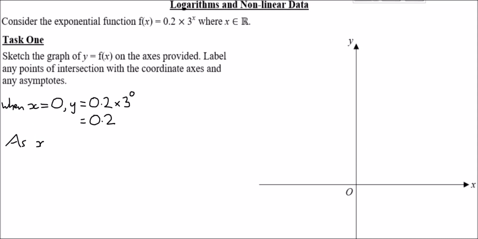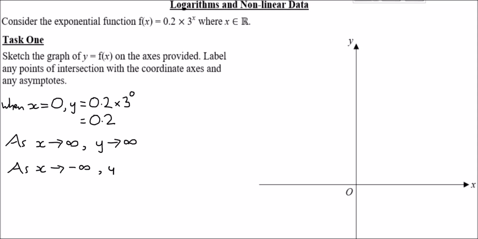Think about what happens as x gets bigger. As x goes towards infinity, y is also going to go towards infinity. For example, 0.2 times 3 to the million. 3 to the million is very big, so even when you multiply it by 0.2, it's still going to be huge.